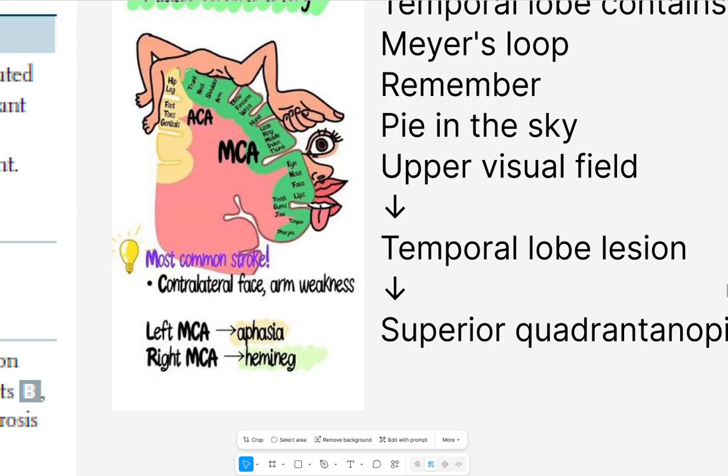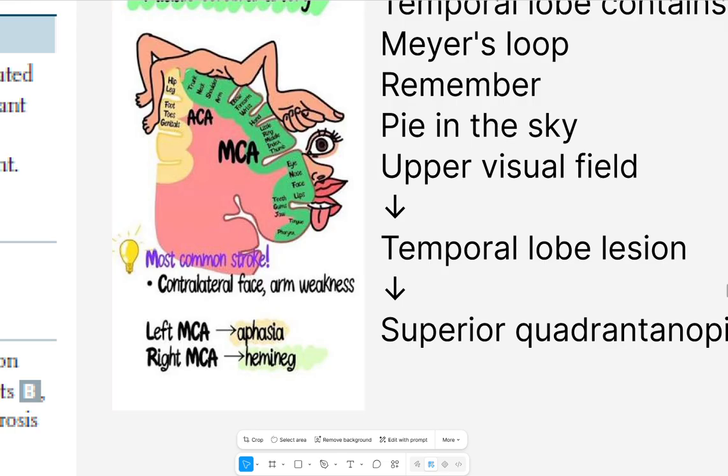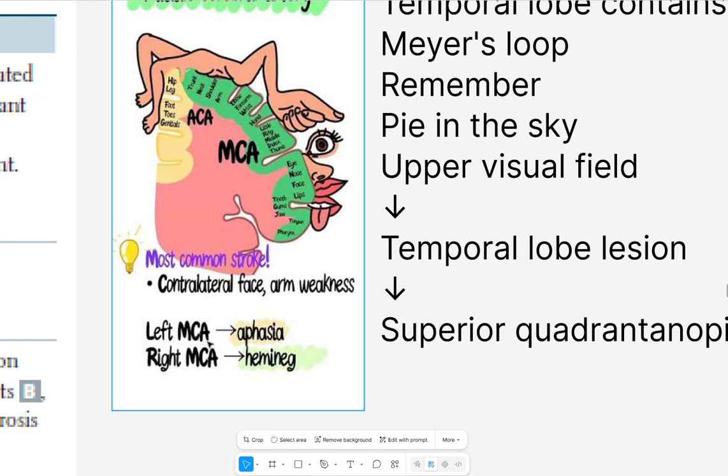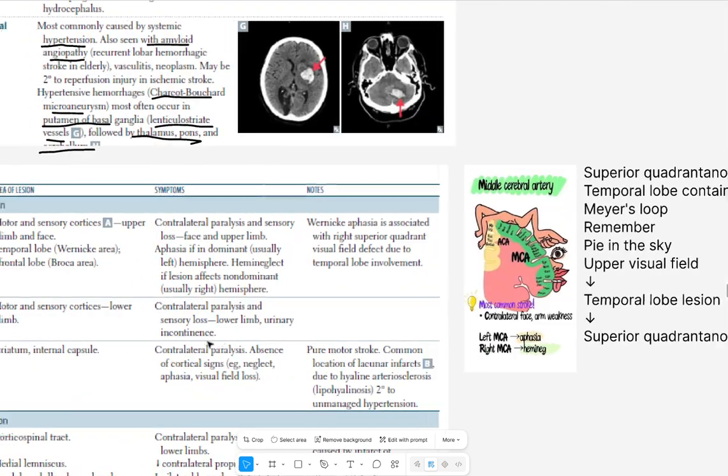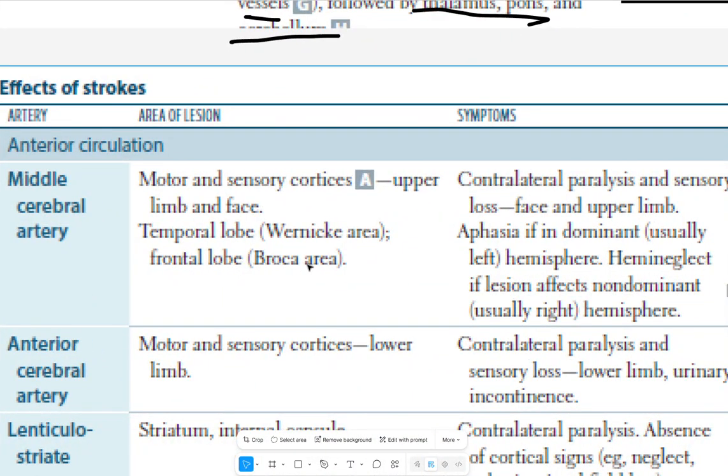That's called hemi-neglect, right? Another thing I want to tell you is that the dominant hemisphere, for example, if the left middle cerebral artery is gone, usually the left hemisphere contains Broca's and Wernicke's. Therefore, a middle cerebral artery stroke leads to Broca's aphasia and Wernicke's aphasia. Whenever you get a Broca's aphasia, let me tell you, the patient can understand, but it's very difficult for him to speak.